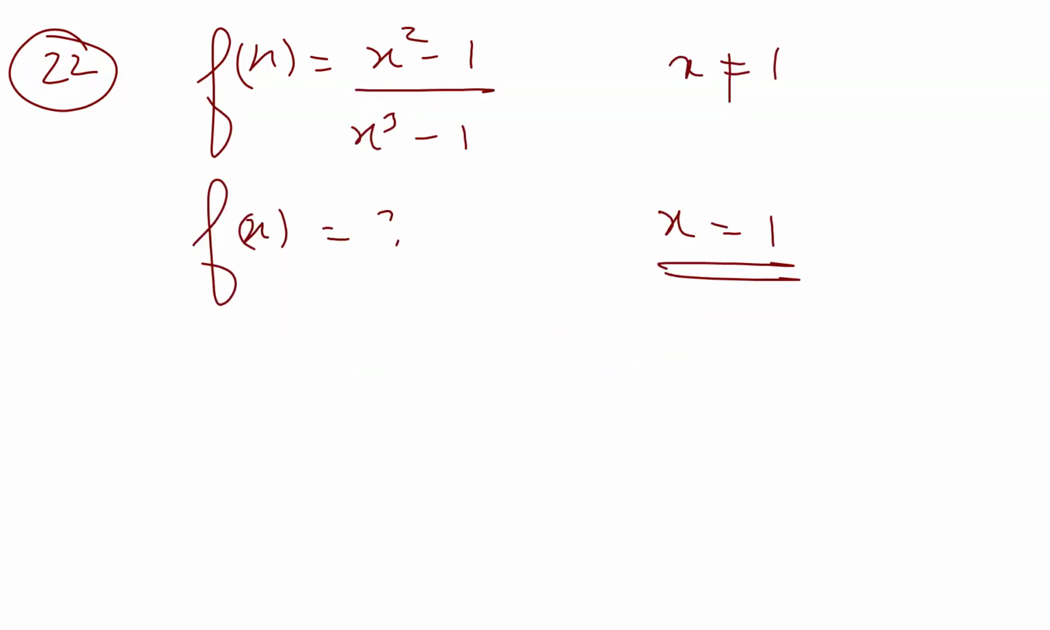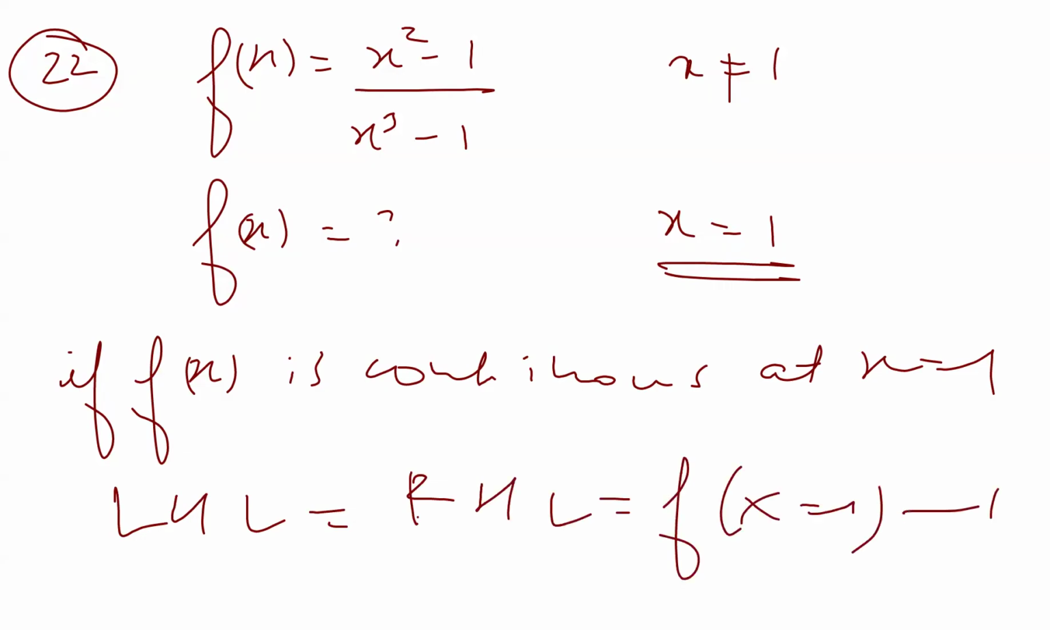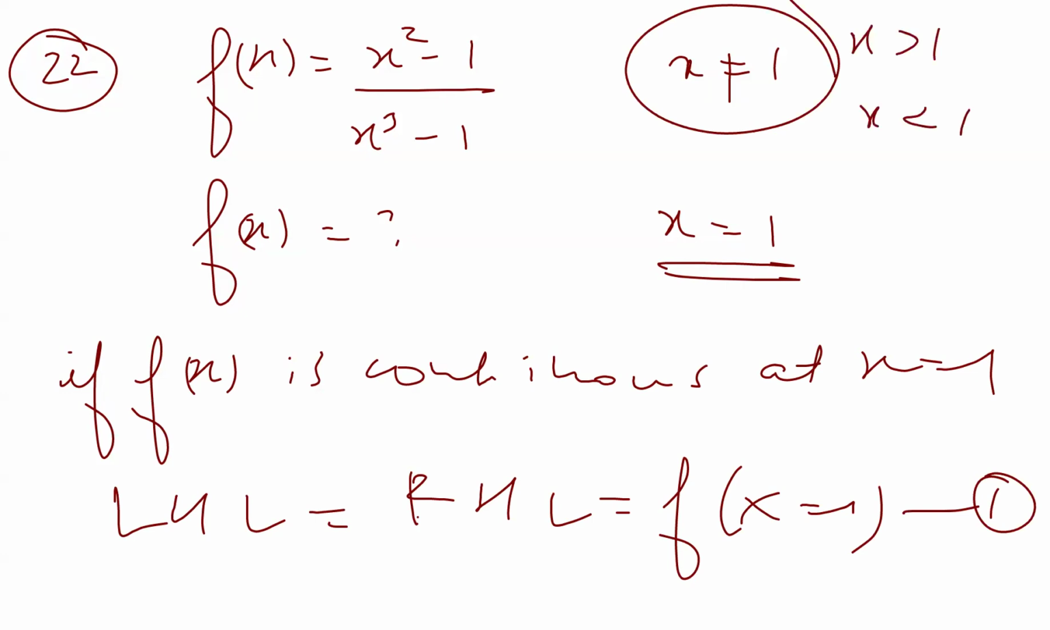So if f of x is continuous at x equal to 1, LHL equal to RHL equal to f of 1. Equation number 1. Now this indicates both greater than and less than, right? So you can solve any one, LHL or RHL, since it is not a proof. I'll go ahead with RHL because I don't want to involve that minus sign. RHL is equal to limit x approaching 1 plus of (x square minus 1) upon (x cube minus 1).